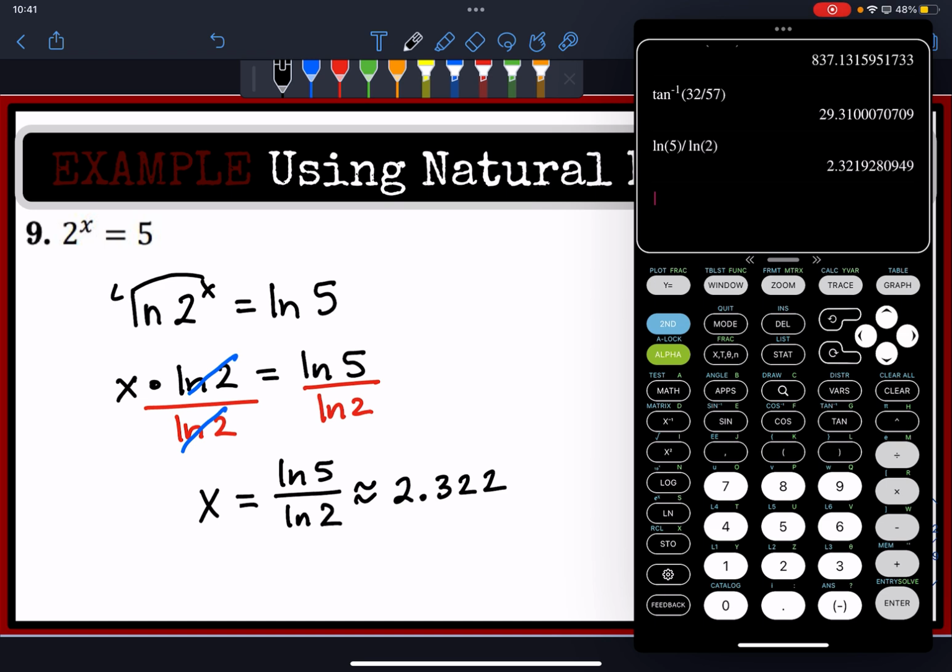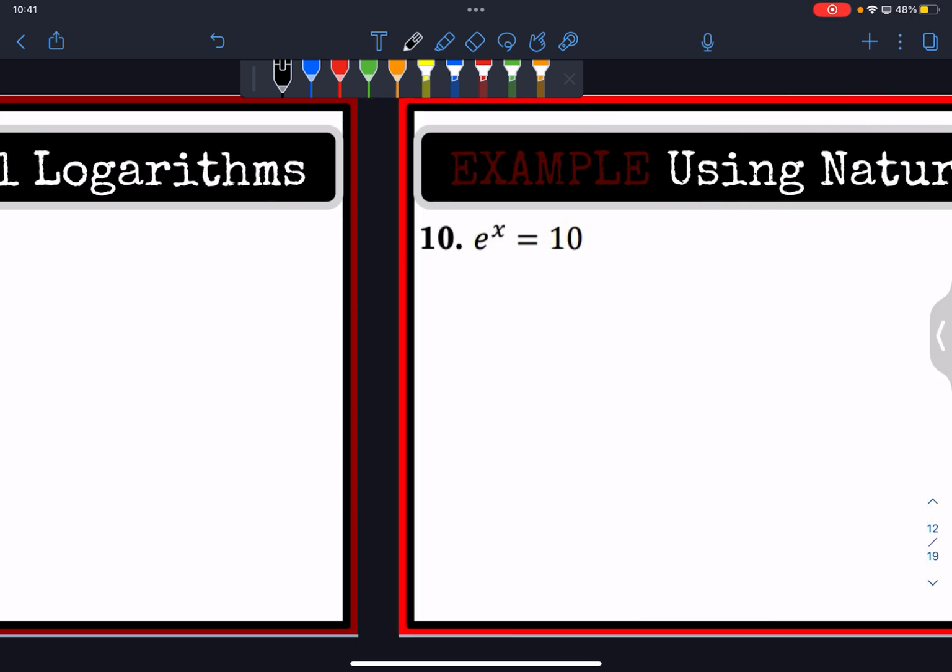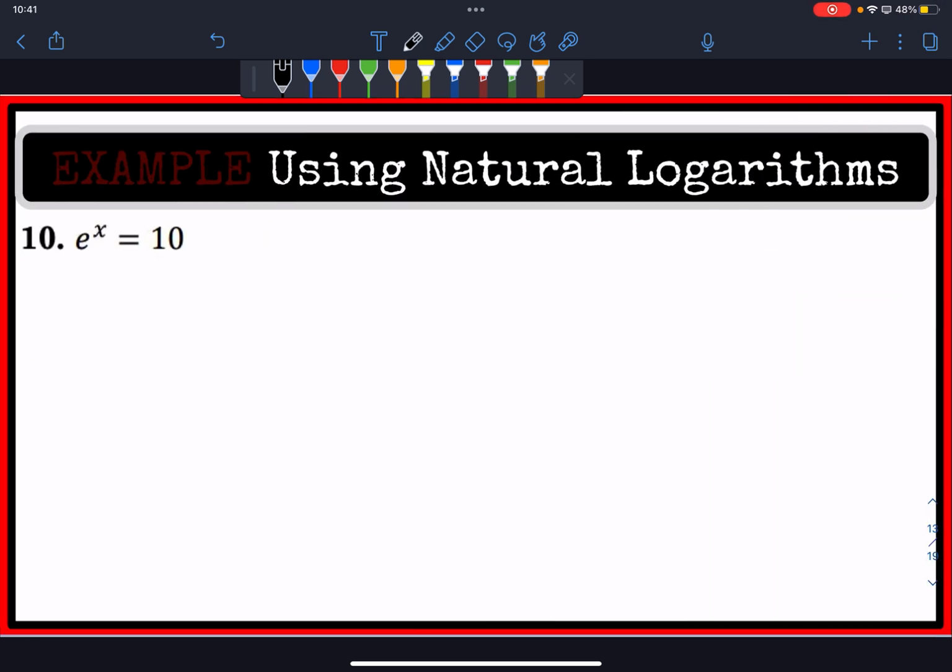Let's do another example. So this one, same situation. We'll start by just taking the natural log of both sides.